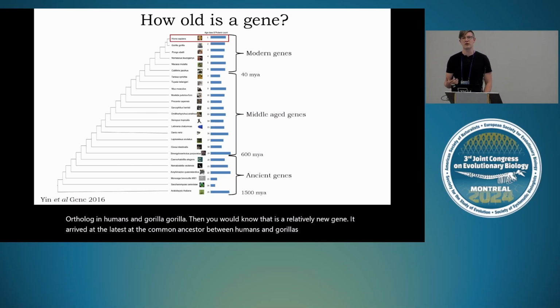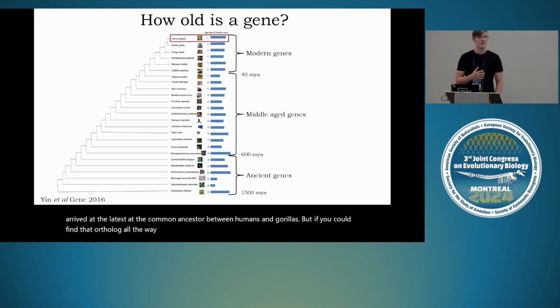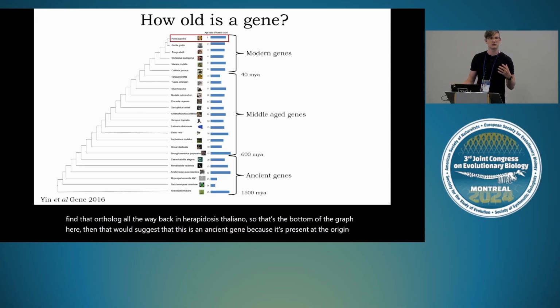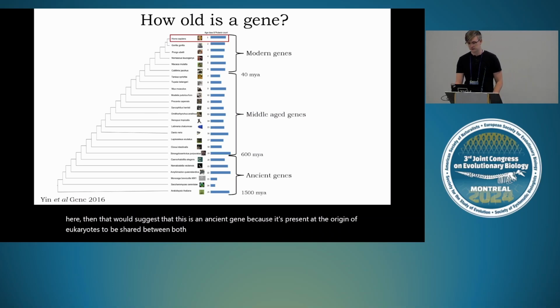But if you could find that ortholog all the way back in Arabidopsis thaliana, so that's the bottom of the graph here, then that would suggest that this is an ancient gene because it's present at the origin of eukaryotes, shared between both plants and animals.